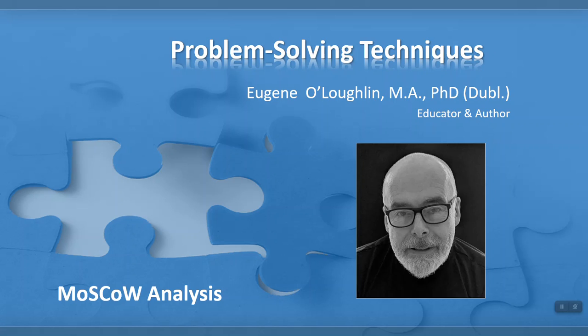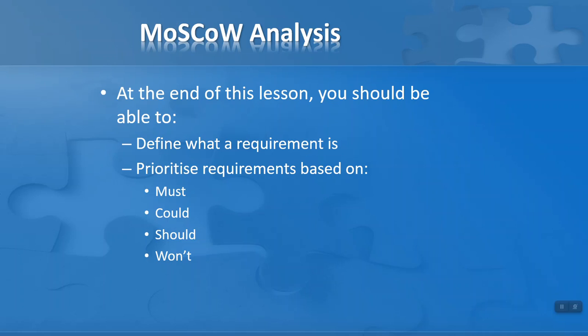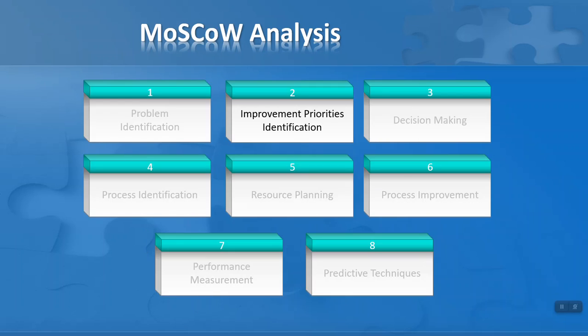This lesson is going to be about what we call MoSCoW analysis. Our objectives for this lesson are that by the end of the lesson you should be able to do the following. You should be able to define what a requirement is. We're usually talking about requirements when we're talking about MoSCoW analysis. And then we're going to prioritize requirements based on the letters from the MoSCoW analysis: must, could, should, and won't. So we'll see what that means in a few moments.